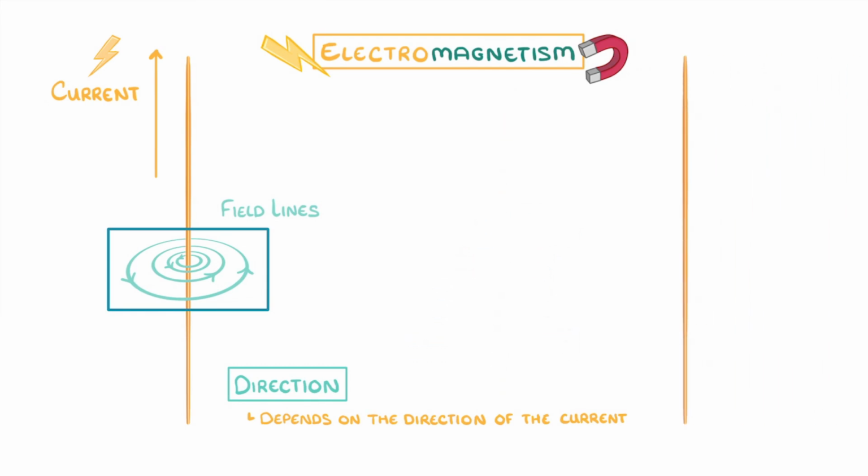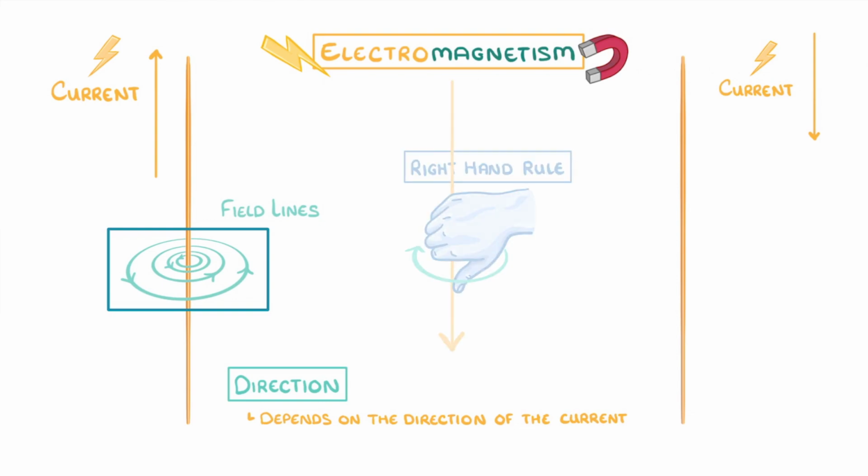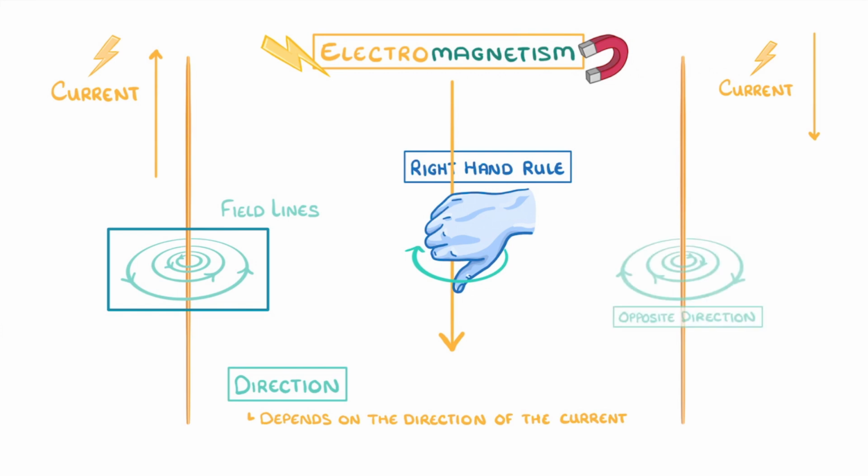However, if we had another wire, with the current going in the opposite direction, then by using the right-hand rule again, with our hand upside down this time, we'd see that the magnetic field is now travelling in the opposite direction.